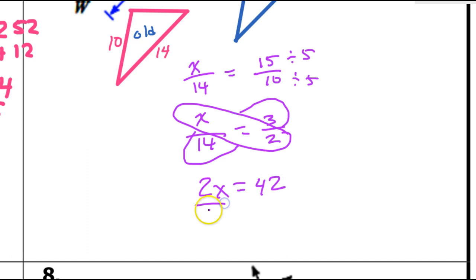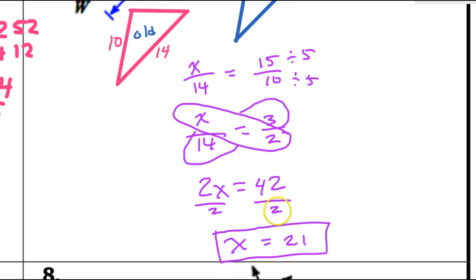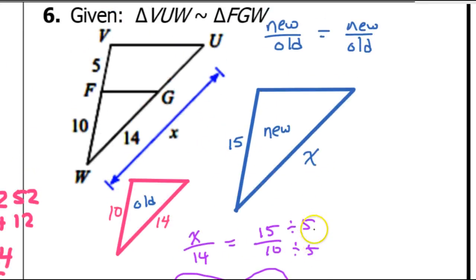And then when you divide both sides by 2, you get x is equal to 21. So that is the final answer for number 6.